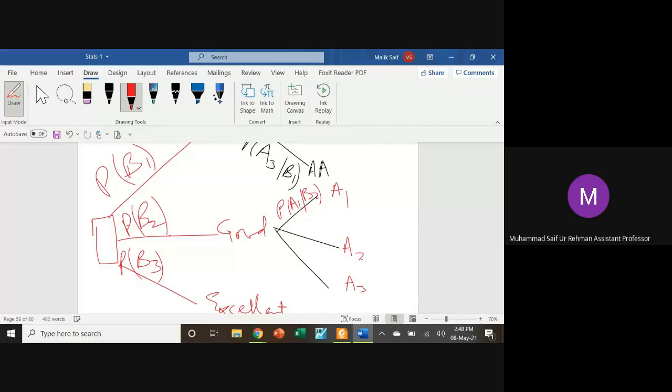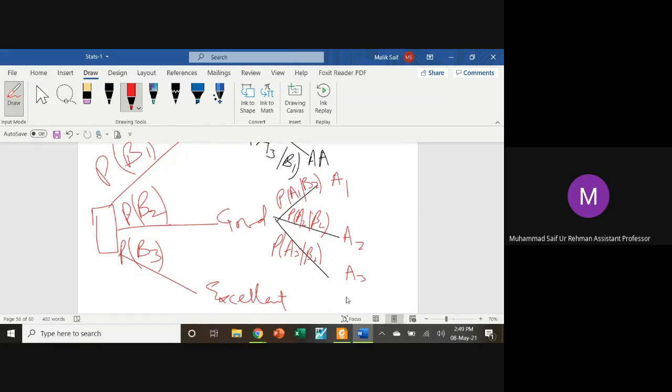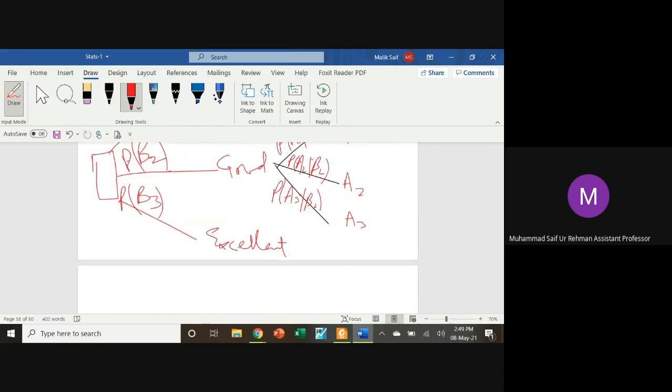So below average, average, and above average. Here the probability of A2 given B2. Similarly, the probability of A3 given B2. And similarly in this case, excellent.